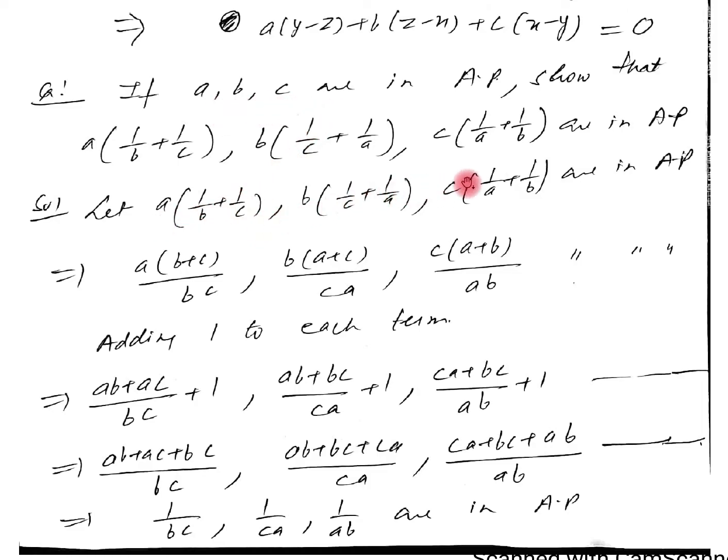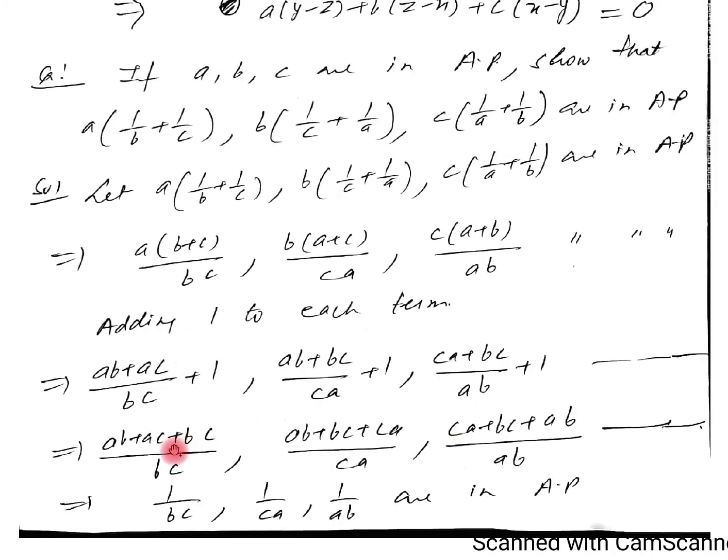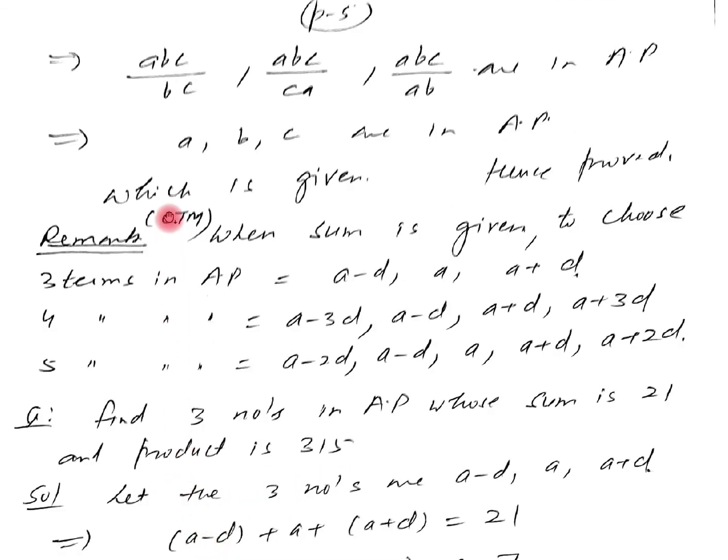I am supposing these are in AP, then simplifying, then adding 1 to each term, then again simplifying, then dividing each term by ab plus bc plus ca, because we can divide each term of an AP by an equal quantity, and the resulting sequence is in AP. On the first page we have studied all these results. Then again multiplying each term by a into b into c and simplifying it, I am getting a, b, c are in AP, which is given, hence proved.